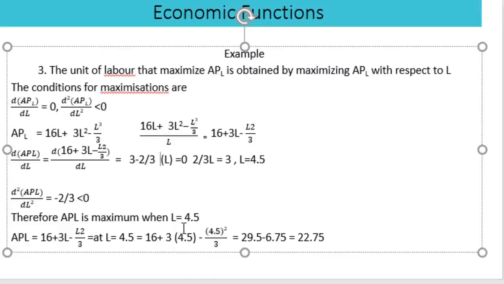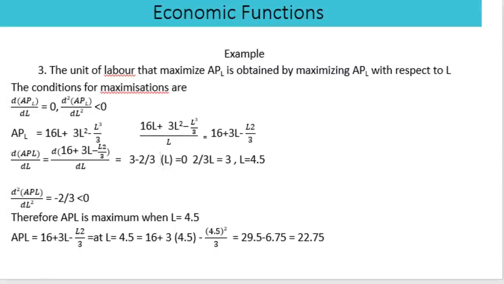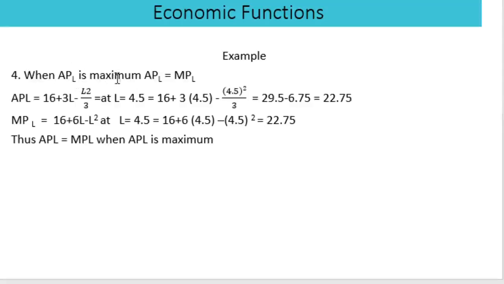And find the value of APL at L equal to 4.5. Substitute L equal to 4.5 into the APL function. This is the APL function. Then we will get 22.75. Then the fourth question: when APL is maximum, APL equals MPL. APL is given as this one at L equal to 4.5, this value is 22.75. MPL is 16 plus 6L minus L square at L equal to 4.5. Substitute L equal to 4.5 into this function. Then at the point when APL is maximum, APL equals MPL.